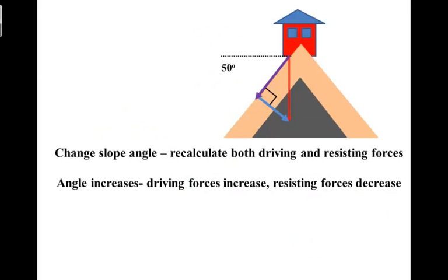What about slope angle? Let's vary the slope angle and see how that affects the relative magnitude of the resisting and driving forces, and hence the factor of safety and stability of that slope. If we increase slope angle from 30 degrees to 50 degrees, naturally driving forces get larger, our normal force gets smaller, and as a result our factor of safety gets smaller. Let's calculate by how much.